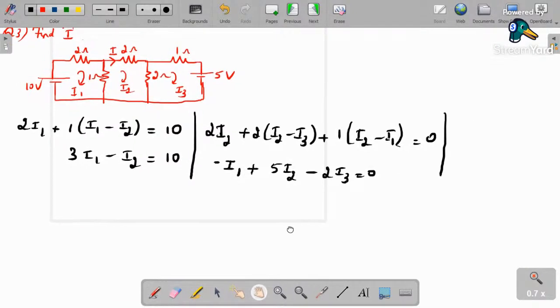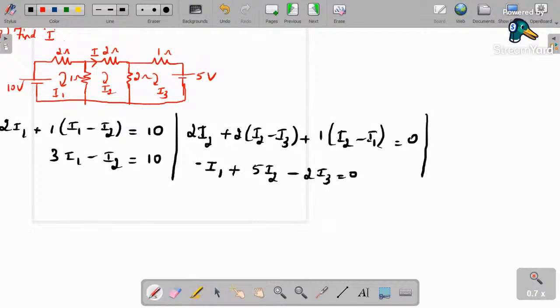Then for third loop, 1 into I3 plus resistor 2 into I3 minus I2 is equal to, so here it is 5 volts, so this is equal to minus 5. Right, now direction of I3 in the mari kuduthirken, so it is going to be minus 5.